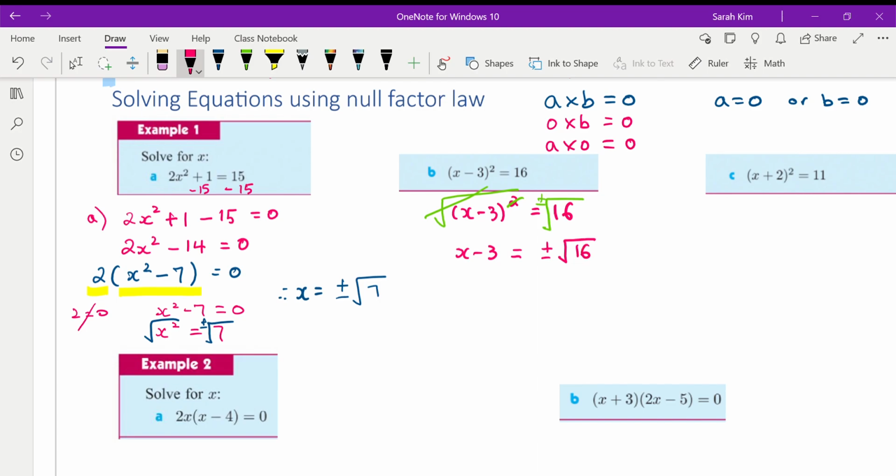You can actually square root 16. It's a perfect square number. So it will be a plus or minus 4. So very close. We've got plus or minus 4 options on the other side. We just have to add 3 on both sides in order to get x by itself.